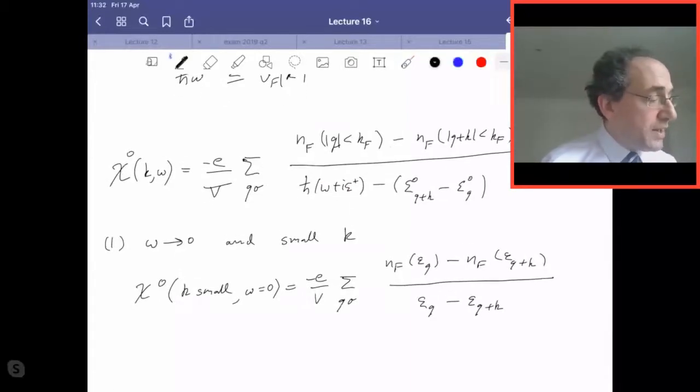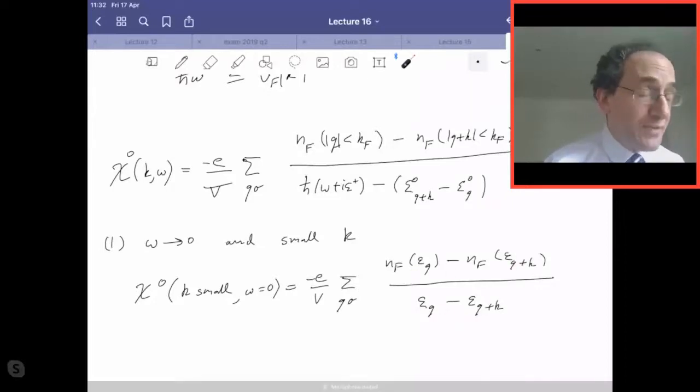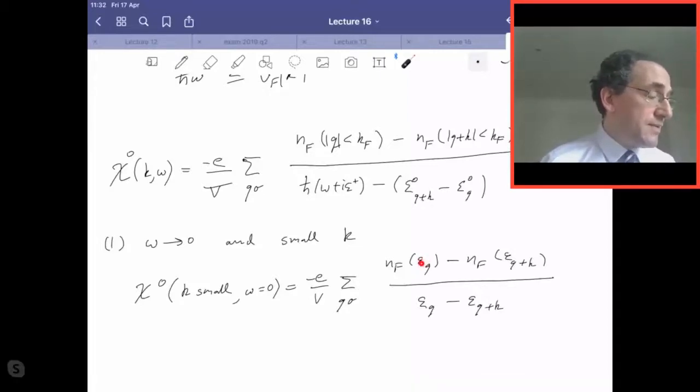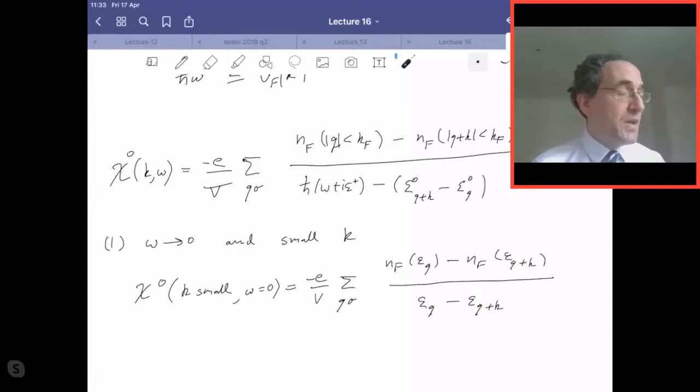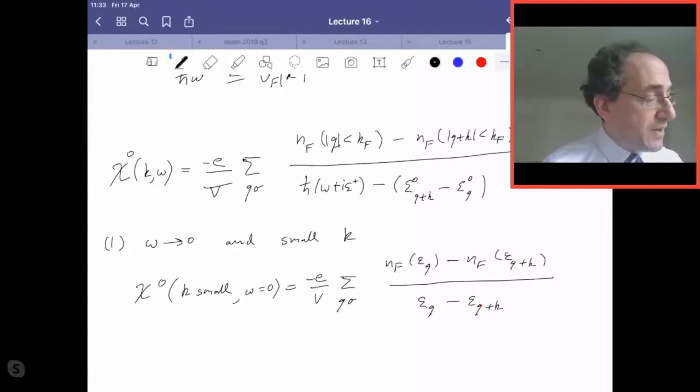So you'll notice that, because q is small, because k is small, the energy difference in the denominator is very small. And so we have a function of something which is a small difference divided by a small difference. That's the definition of a derivative. So this is a function of something minus function of something plus something divided by the difference here. Okay, so this nF here is really a step function.